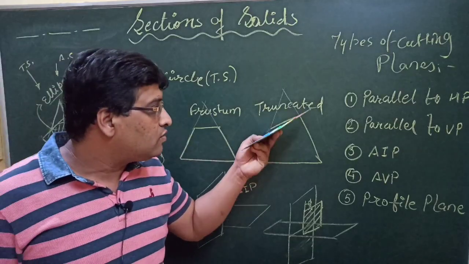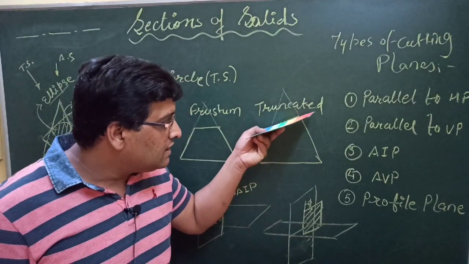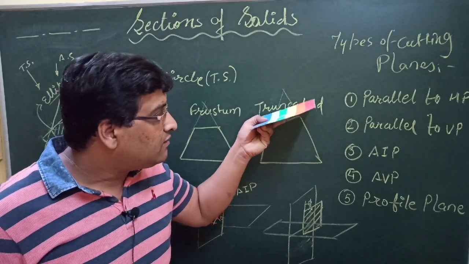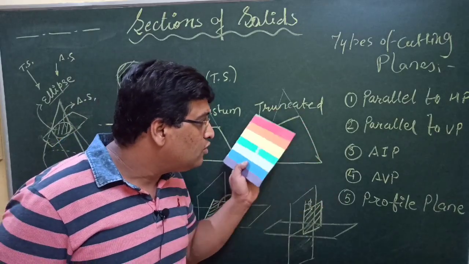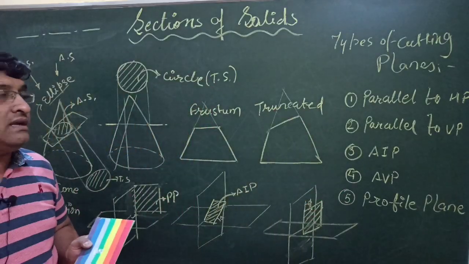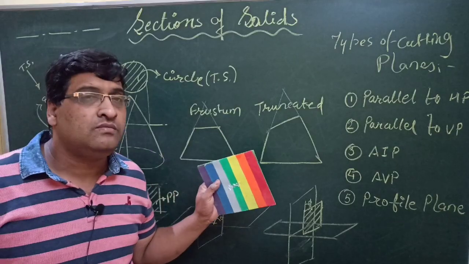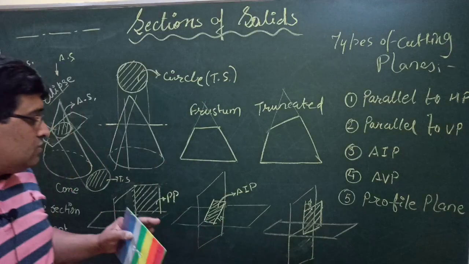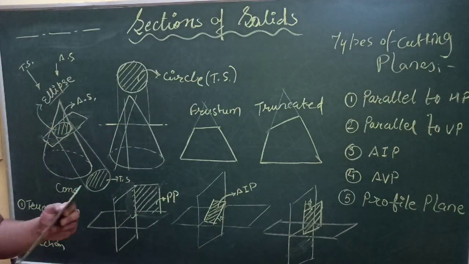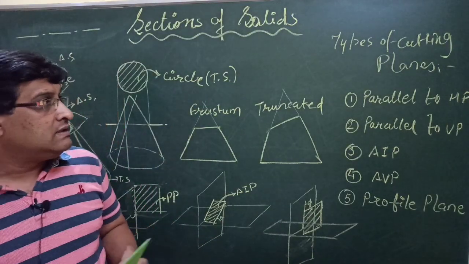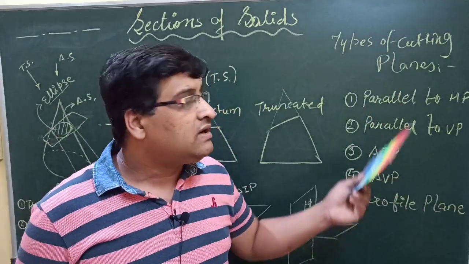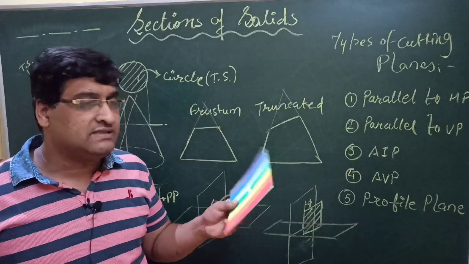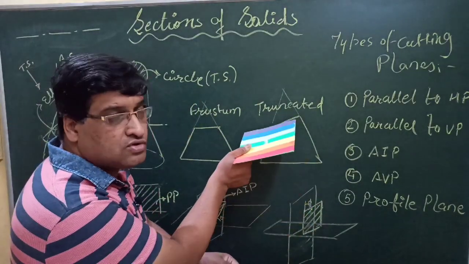Similarly, if a cone is cut by an inclined plane which is making some angle with the base, then after removing the upper part, this lower part is called truncated. So truncated and frustum may be in cone or pyramids, right? So before going into the details of sections of solid, let us define what types of cutting planes are there. What are cutting planes? Nothing but planes like this, which are cutting the solid.